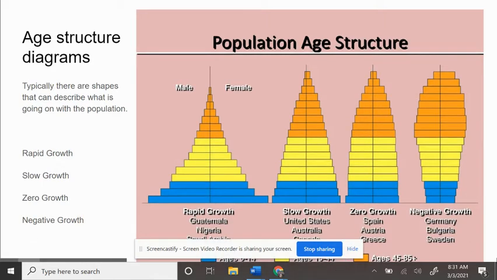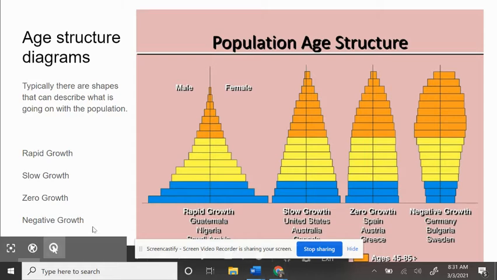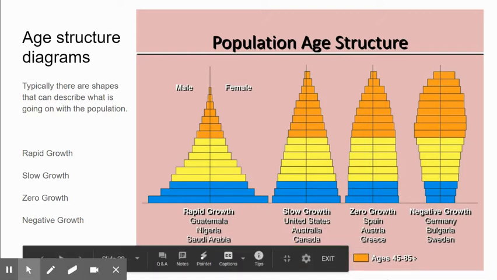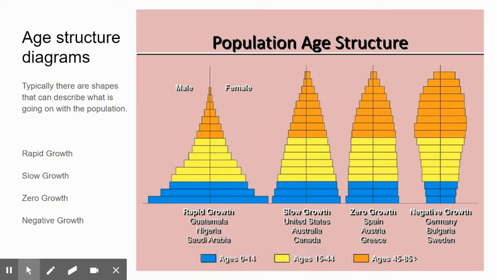This is called age structure diagrams. Now, before I was giving you shapes, I was showing you that a particular country has a particular shape, and I was doing this and this, and you probably really didn't understand what I was trying to say. Well, hopefully by the end of this slide, you'll understand what I was trying to say.